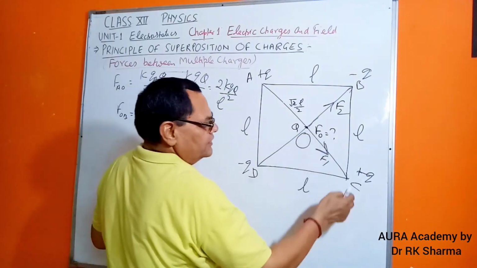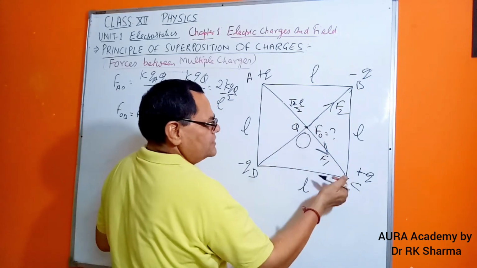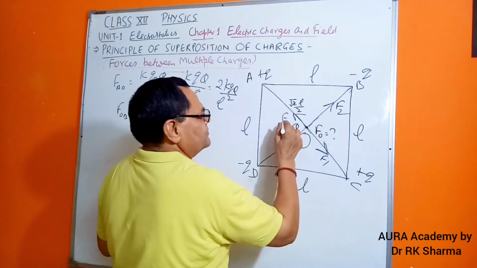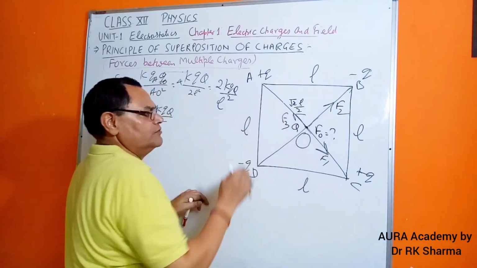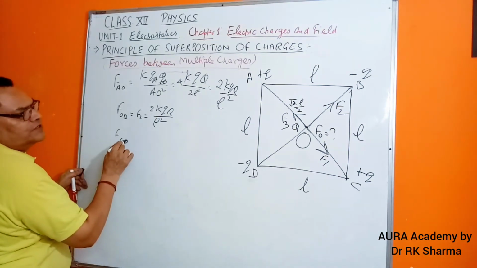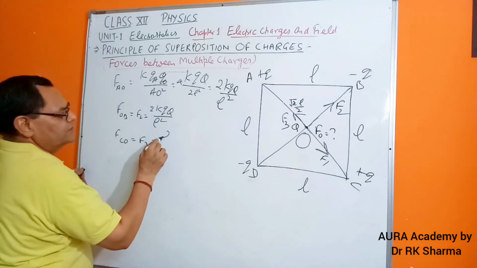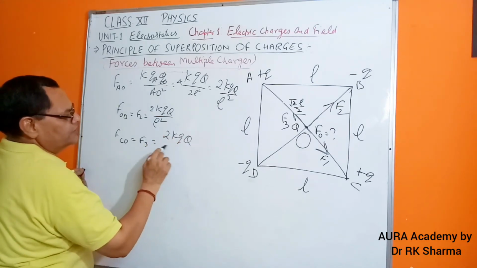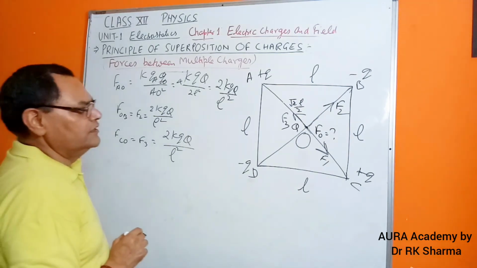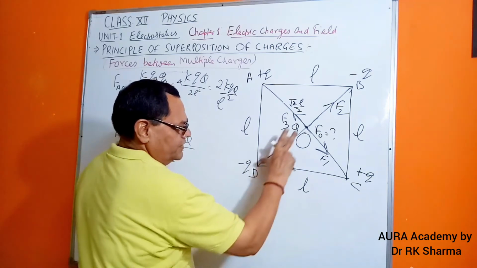Now come here: positive, positive, repulsion. So this point charge is repelling this one, and due to this there will be a force like this. Let us put it as F3. The numerical value will be the same, so FCO, that is F3, will be equal to the same 2KQ capital Q upon L square. Alright, and now this fourth one as well: positive, negative, attraction.